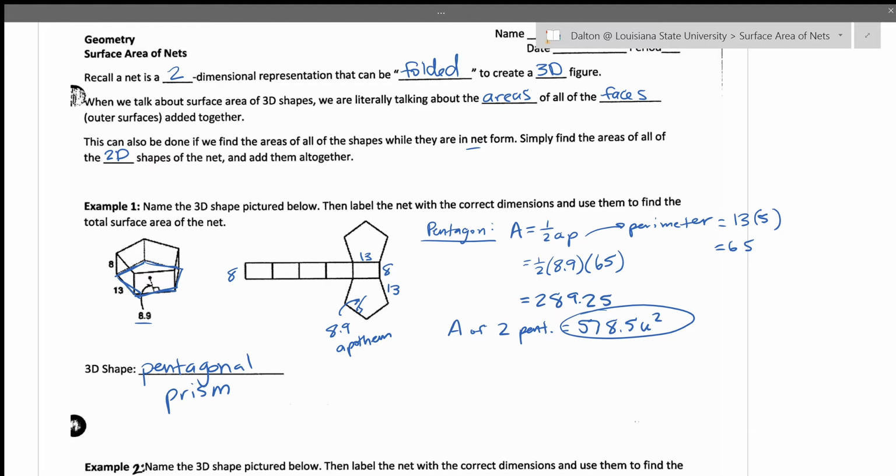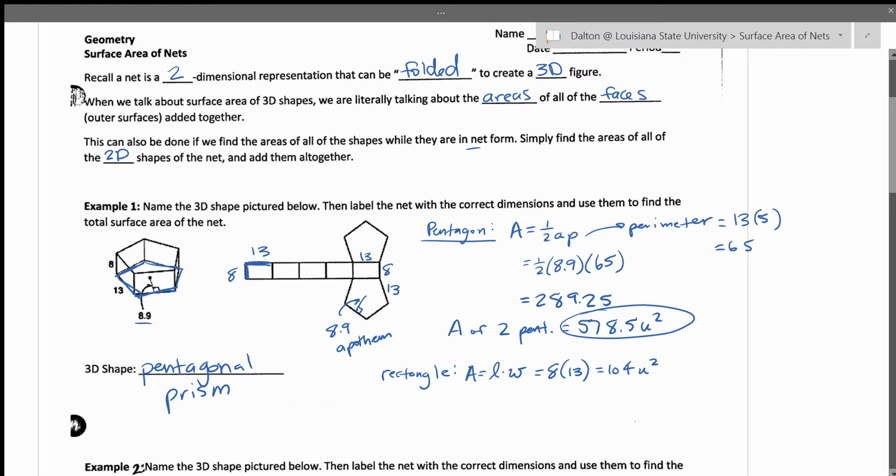The next thing we have to find is the area of a rectangle. So the formula for the area of a rectangle is you can do base times height, or you could do length times width. We know one side of the rectangle is 8. We know the other side is 13 because they're all going to be the same. So when we multiply 8 times 13, we get 104 units squared.